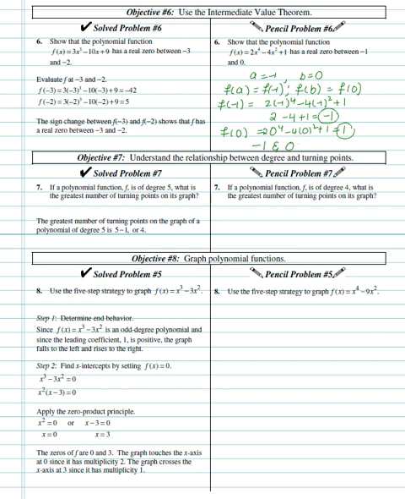The greatest number of turning points of a graph of a polynomial of degree n is n minus 1. So here the degree is 4, so the greatest number of turns would be 4 minus 1, which is 3.